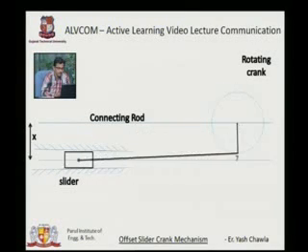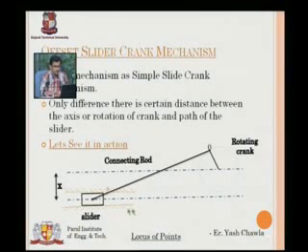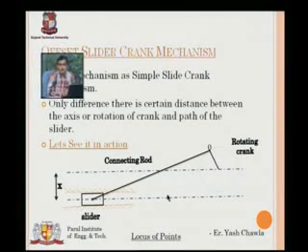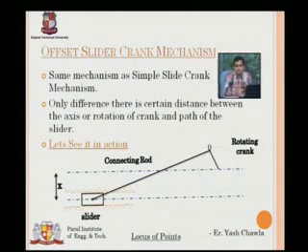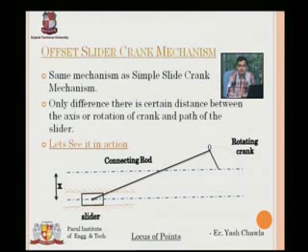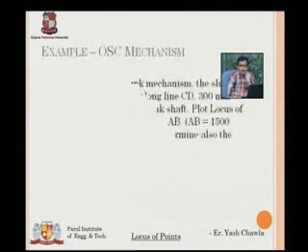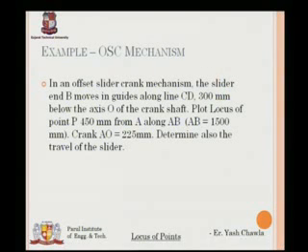First, again we are going to follow the same procedure. We are going to draw the offset slider crank mechanism. After that, we will plot the points of the locus that are required, and then move on and plot the whole locus. OSC means offset slider crank mechanism. I was a bit lazy to write that, so I invented a new short form, that is OSC.